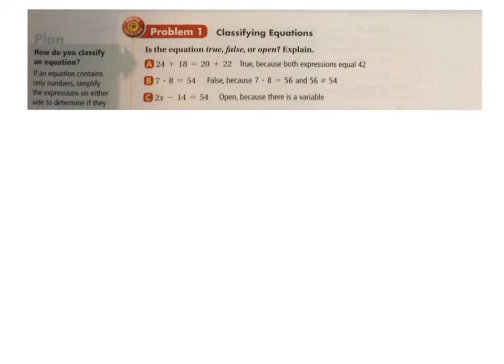Alrighty, so what we have here is: is the equation true, false, or open? We have some definitions here. In this case, if a statement like 24 plus 18 equals 20 plus 22, it's true because both sides are 42. False is pretty straightforward stuff. 7 times 8 is certainly not 54. It's 56. So 56 never equals 54. Not here on planet Earth anyway. And then open: until I solve it, if it just has a variable, if I don't give you a value for that x, it's technically an open statement, or an open equation in this case.